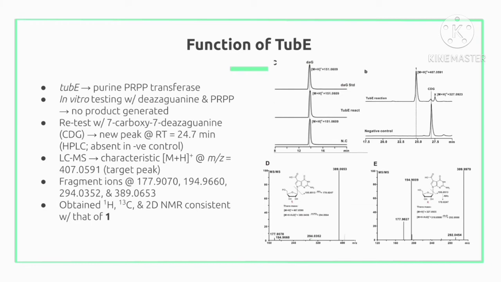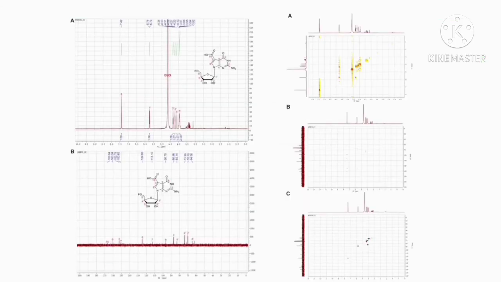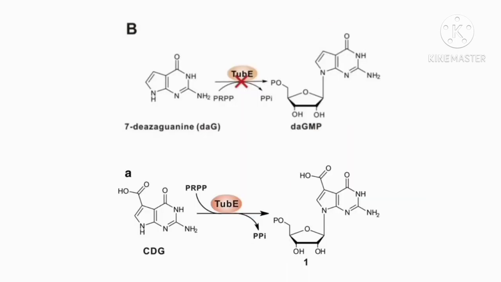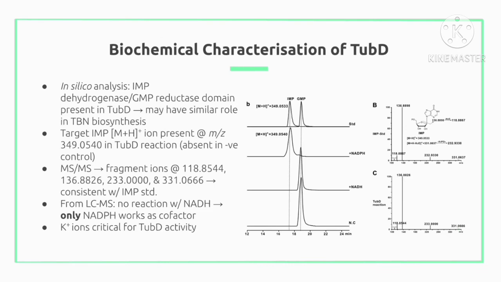LC-MS results also showed a presence of a characteristic M+H ion peak at the 47.0591 mark. And MS spectra revealed the presence of fragment ions as shown in diagram D, and the obtained hydrogen-1, carbon-13, and 2D NMR spectra were consistent with those of compound number 1, indicating Tub-E catalyzes PRPP transfer onto CDG to form one of the intermediates in TBN biosynthesis.